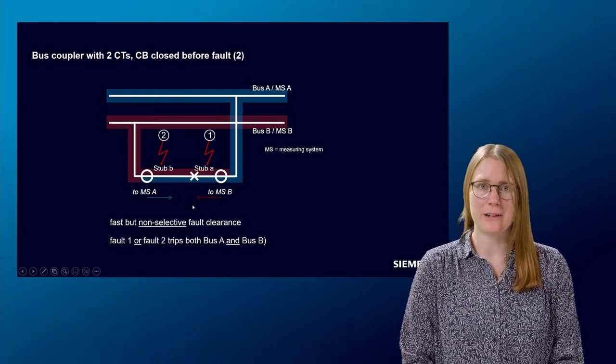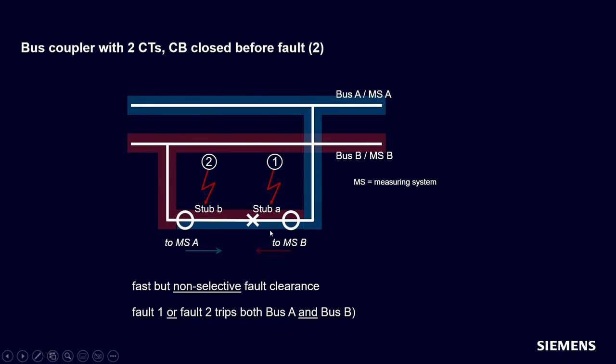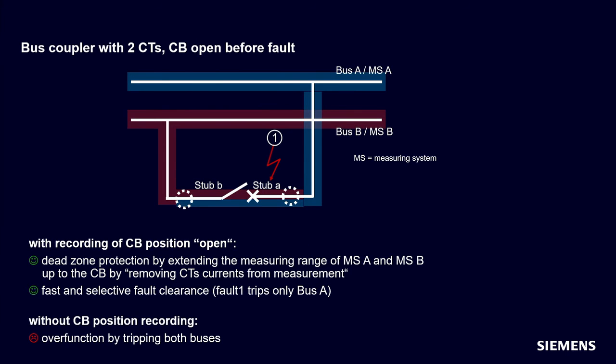In case of a fault on position 1 or position 2, both selective bus zones will trip. That means you have a very fast but non-selective fault clearance. Okay, now let's assume the circuit breaker was open before the fault, and the fault happens in the stub A, the area between the circuit breaker and the right CT. Without end-fault protection, the behavior would be the same as on the last slide. Both selective zones will trip.